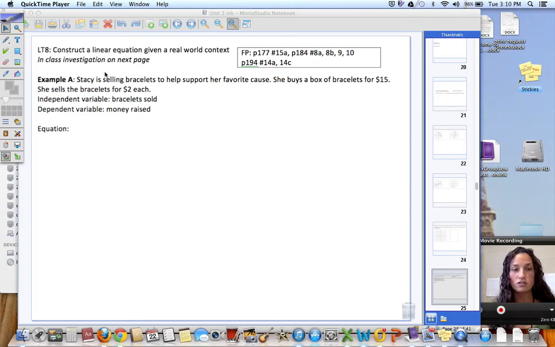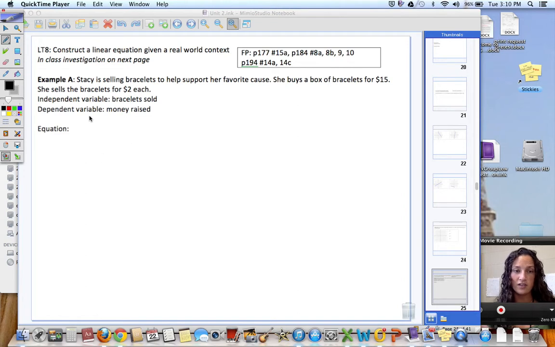All right. So this is the same exact problem that we did, except now I'm already telling you what the answers are. So Stacy is selling a bracelet to help support her favorite cause. She buys a box of bracelets for $15. She sells the bracelets for $2 each. So last time we determined that the independent variable was the bracelets and the dependent variable was her money raised. And we're trying to write an equation.